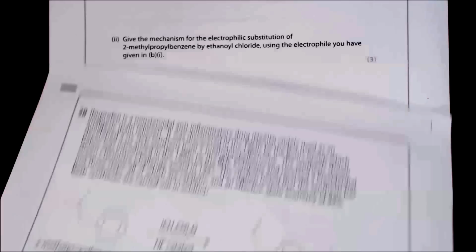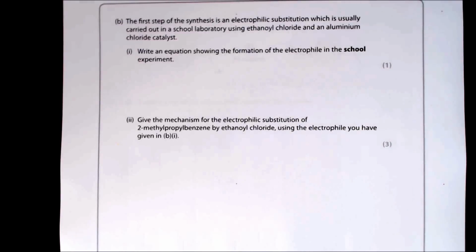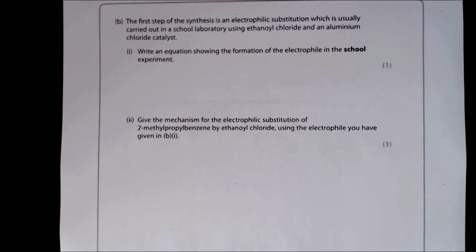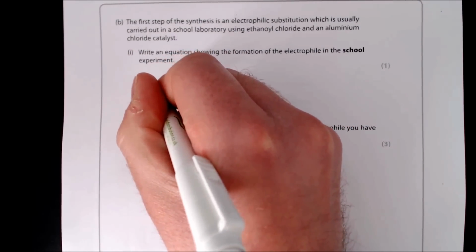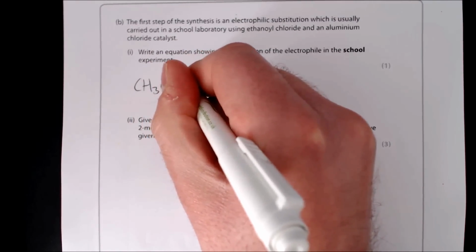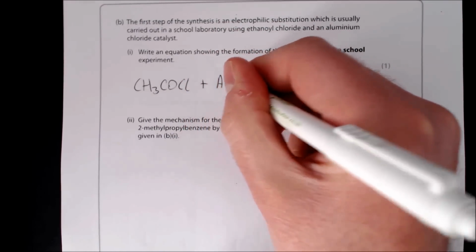Not too bad. Okay, on to the next part, part B. Part B says the first step of the synthesis is an electrophilic substitution, which is usually carried out in a school laboratory using ethanoyl chloride and an aluminium chloride catalyst. Write an equation showing the formation of the electrophile in the school experiment. Right, so this is our acid chloride, and they've said it's ethanoyl chloride. So the formula for ethanoyl chloride is CH3COCl. It's pretty nasty stuff.